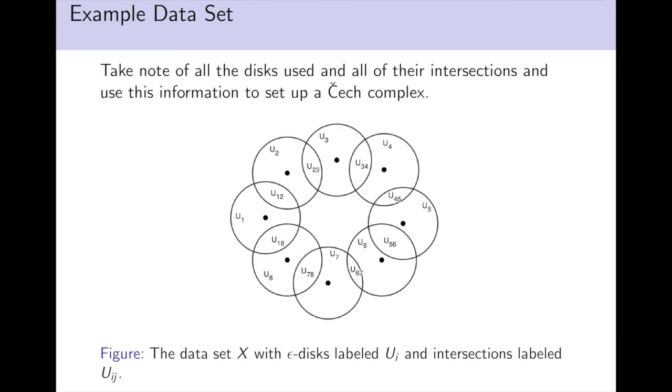Next, what you're going to want to do is take note of all the disks that you used, and note their intersections as well. Now, here we had 8 data points, so we know there's going to be 8 disks. I labeled them U1, U2, U3, and so on. And for intersections, we denote the intersection of U1 and U2 by U12. We denote U2 and U3's intersection by U23, and so on.